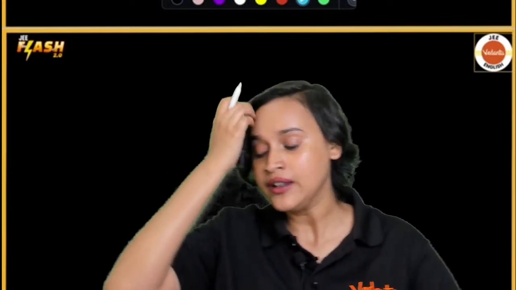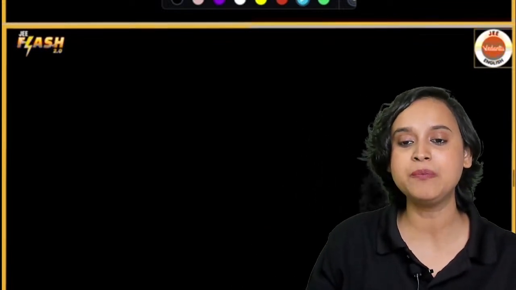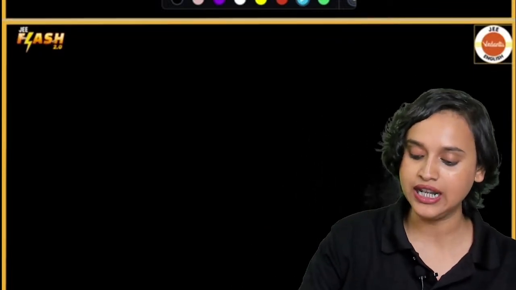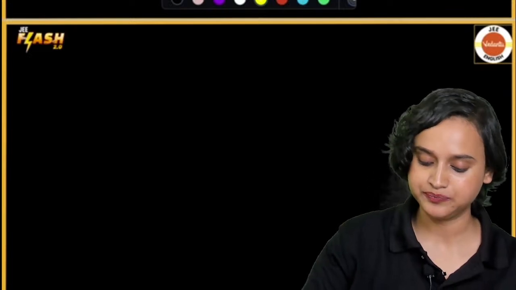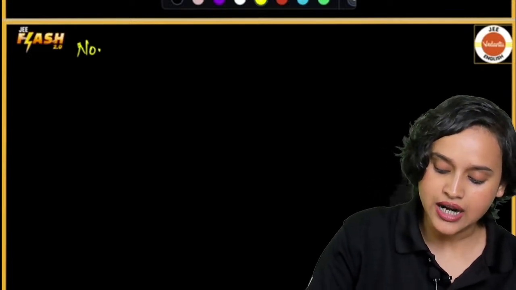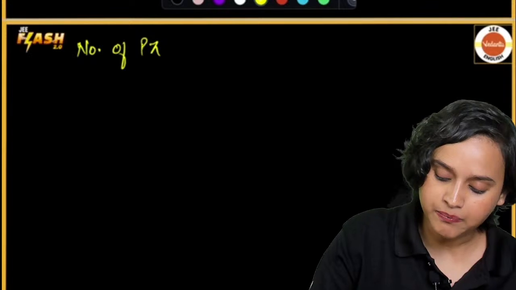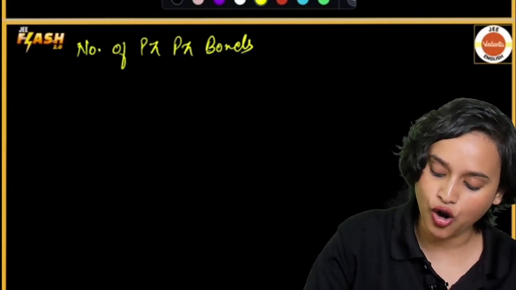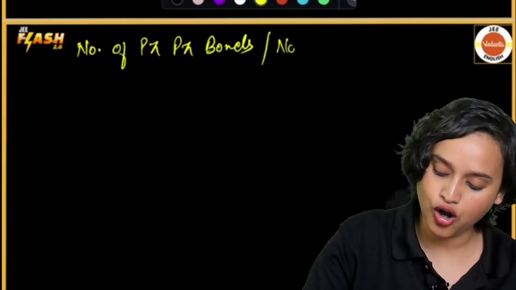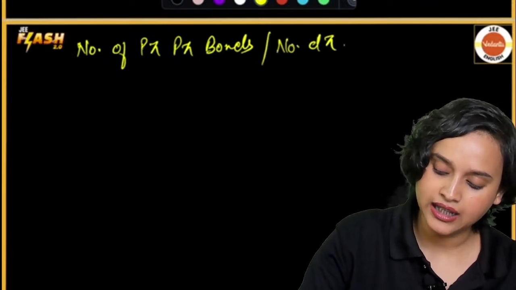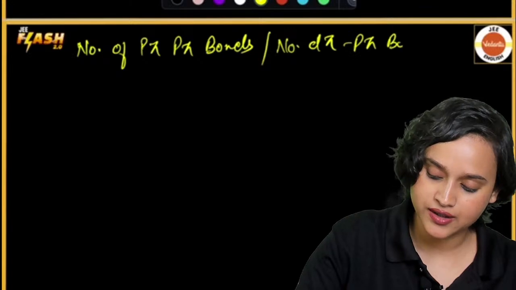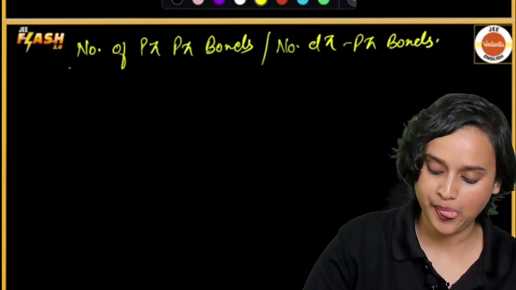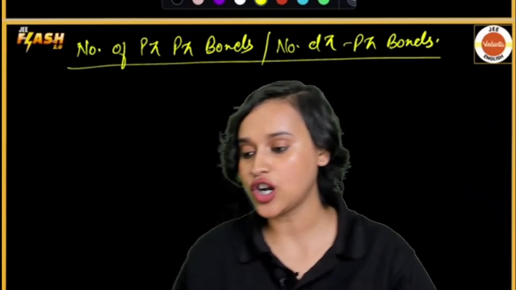Now, let us talk about something called number of p-pi bonds and number of d-pi bonds. Are you all with me? Let us talk about number of p-pi bonds and number of d-pi bonds. All right, shall we talk about this, guys?